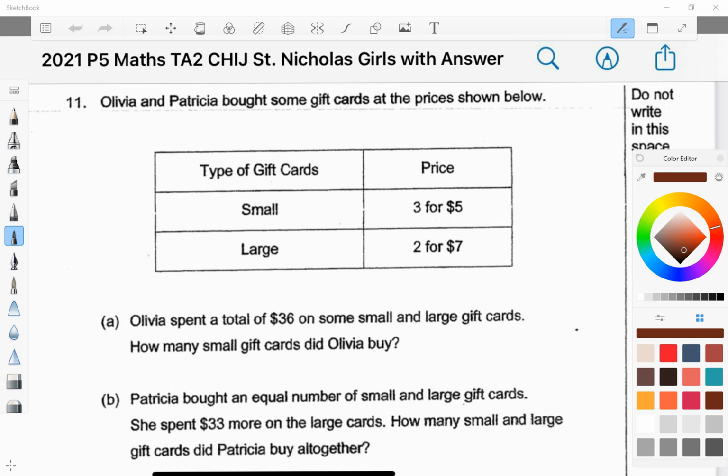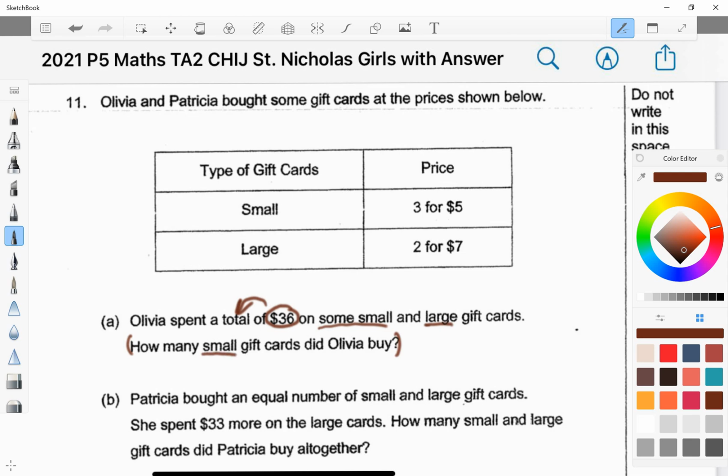Olivia spends a total of $36 on some small and large gift cards. So we know that the total amount is $36 and she bought some small, some large gift cards. So the question is trying to ask us, how many small gift cards did Olivia buy?